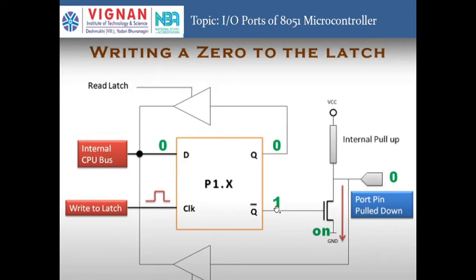Whenever this Q bar is 1, this MOSFET will be turned on. Then the port pin is pulled down, so the VCC path goes to ground. It finds the complete path, the current flows through it, and it pulls the pin down. Therefore, this particular port gets the 0.